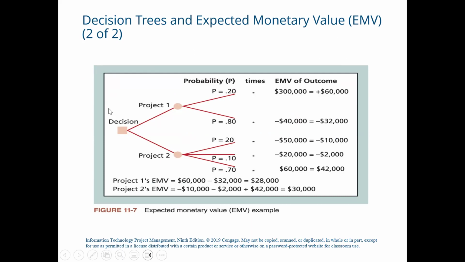This diagram shows the decision tree and expected monetary value calculations. As you see, this diagram is from your book, figure 11.7. This figure uses the issue of which projects an organization might pursue. So there are 2 projects, and our organization needs to decide which projects should be bid.